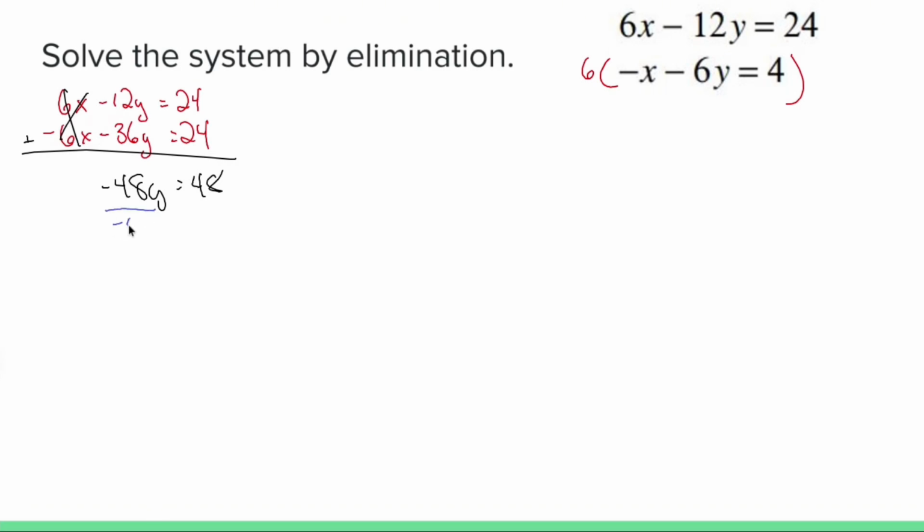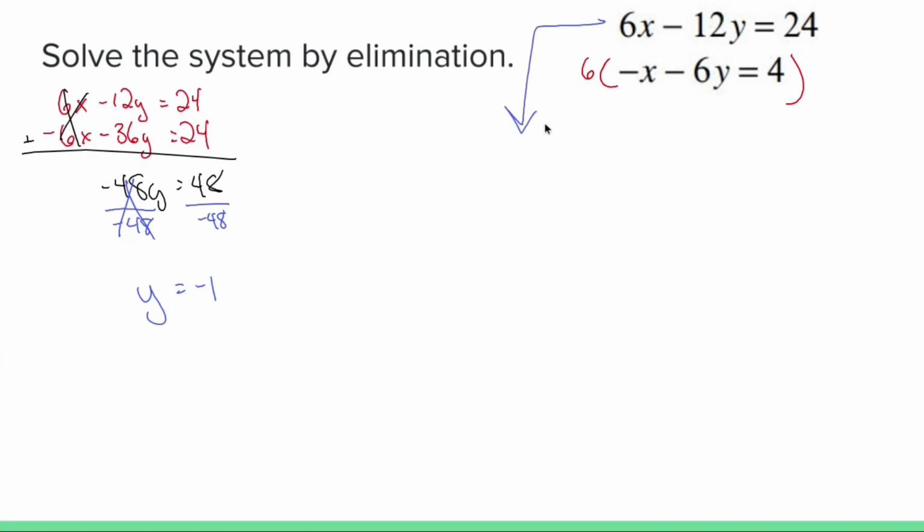Divide both sides by negative 48, and y is going to equal negative 1. Now that I have the fact that y is negative 1, I can take any of my equations and plug negative 1 in for y to solve for x.